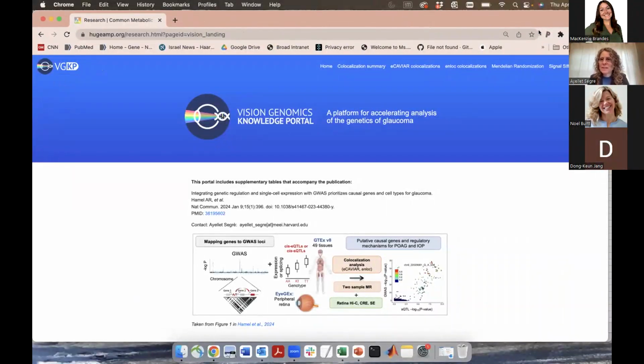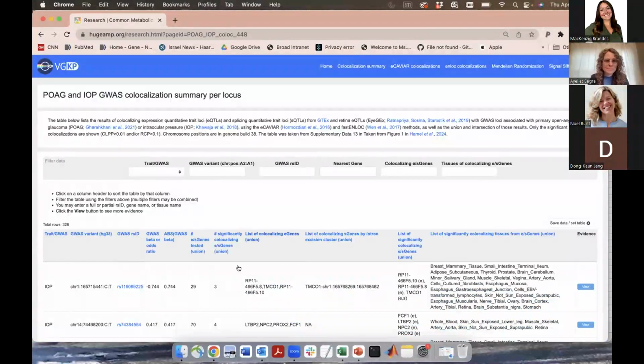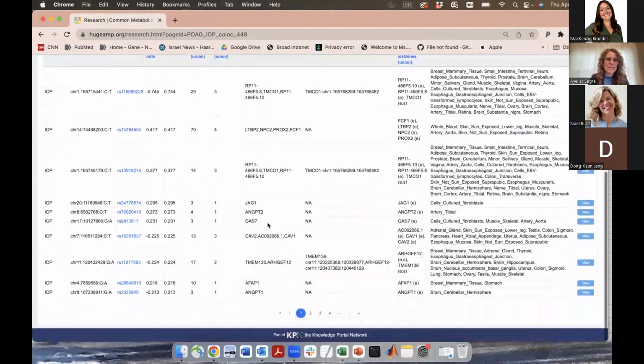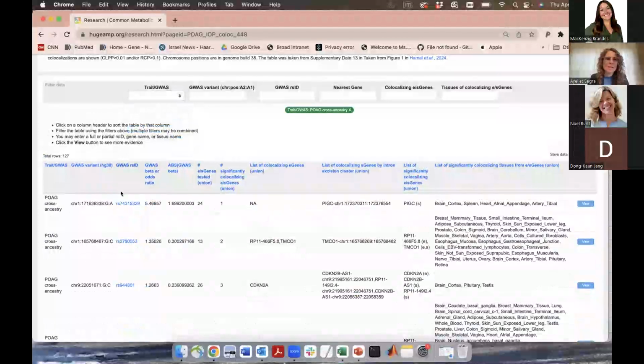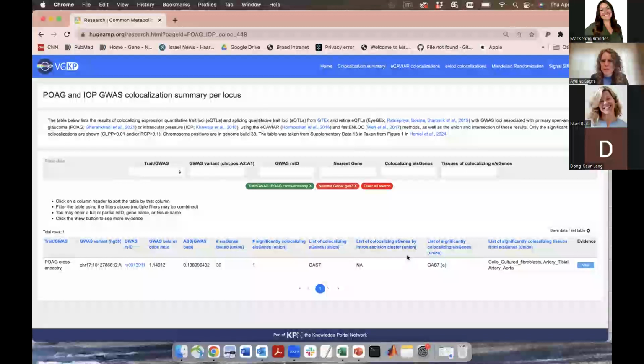So do you see my screen? Yes. Okay, so you see the portal. Yep. So if you go to the colocalization summary, we have a summary table. Each row pertains to a given POAG or IOP locus. And so you can, for example, select only one of the traits, for example, the POAG cross ancestry trait. And then you can also subset on a gene. So we'll look at GAS7, for example.